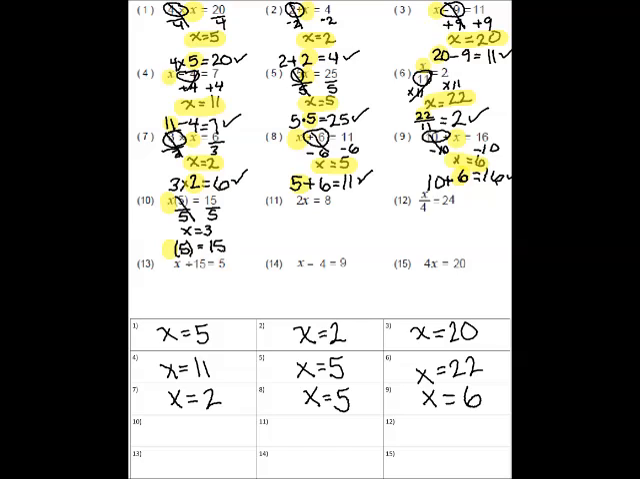So I think that my answer is 3. I think that x equals 3. So I'm going to put a 3 in, and I see that 3 times 5 does equal 15. So my answer of x equals 3, I know that's correct.